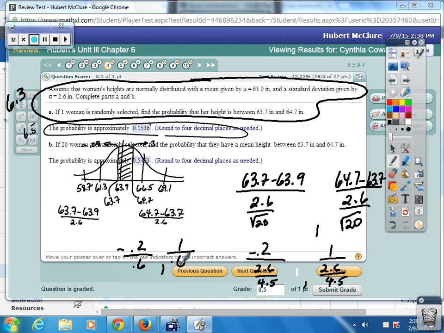0.6. Oh, go ahead. Tell me what it is. What's 2.6 divided by 4.5? Okay, 0.6. And then take 0.2 divided by 0.6. What do you get? Just use 0.6. I'm not worried about it. Negative what? Or take 0.2 divided by 0.58. I don't care.